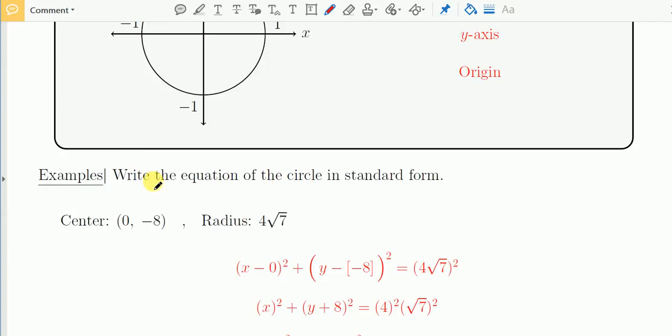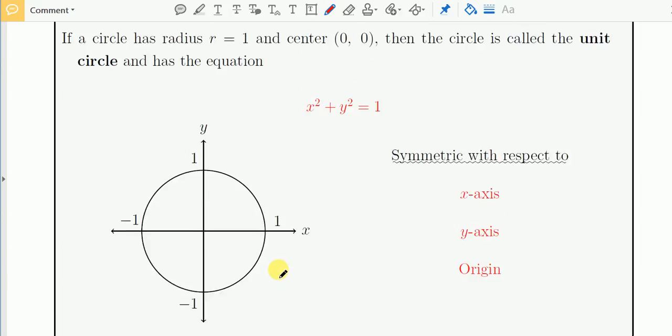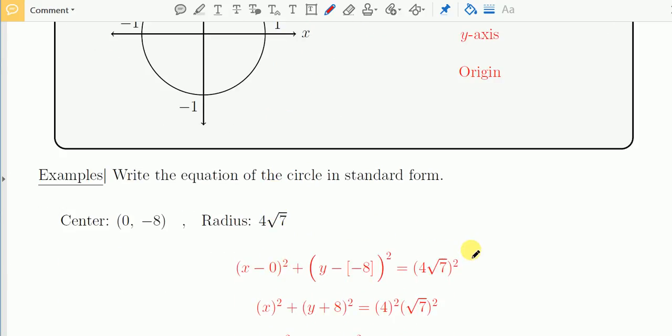Now let's write the equation of the circle in the standard form. So they give you the center and the radius. Remember, we have the formula of the form (x minus h) squared plus (y minus k) squared equals r squared.